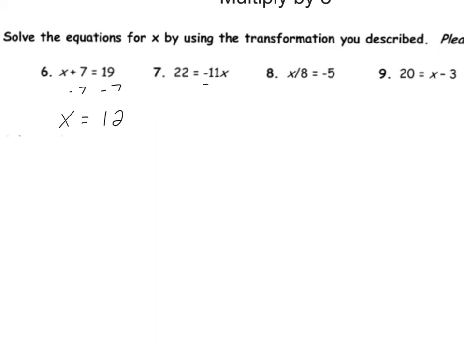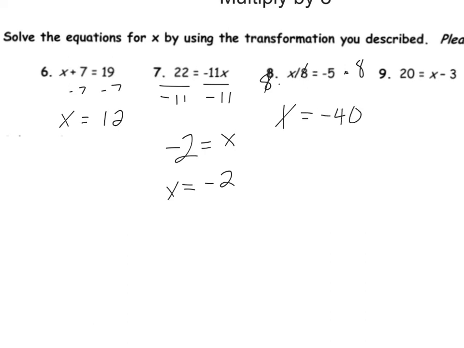On number 2, we would divide by a negative 11 on both sides. That's going to give me negative 2 is equal to x, or x is equal to negative 2. On number 8, I said instead of dividing by 8, we would multiply both sides by 8. Any number divided by 8 then times 8 is just your original number. That's how we would get x. And a negative 5 times 8 would be negative 40. And then finally number 20, instead of minus 3, we would add 3 to both sides. That would give me 23 is equal to x, or x is equal to 23.